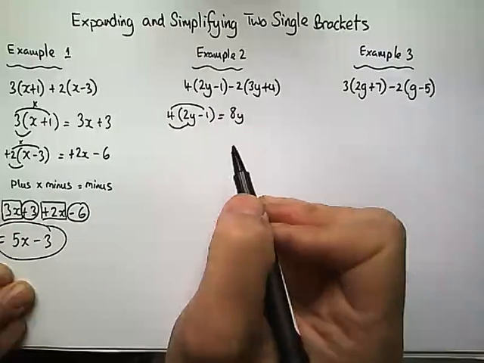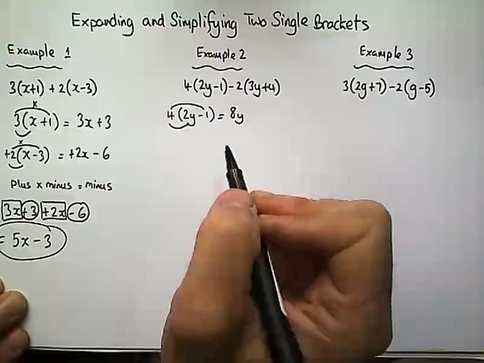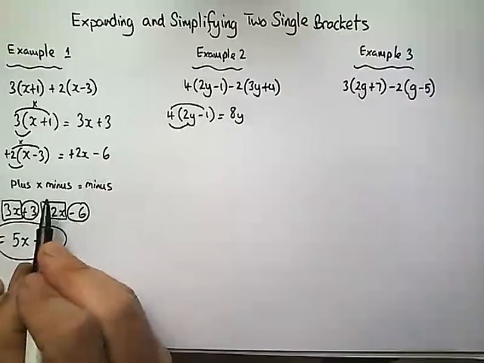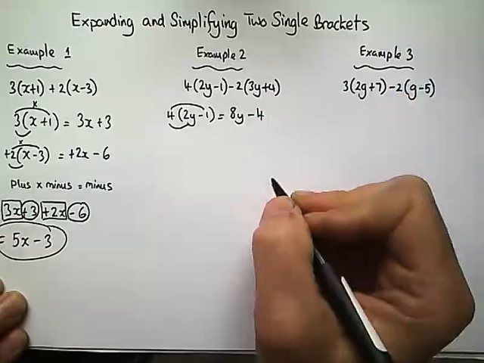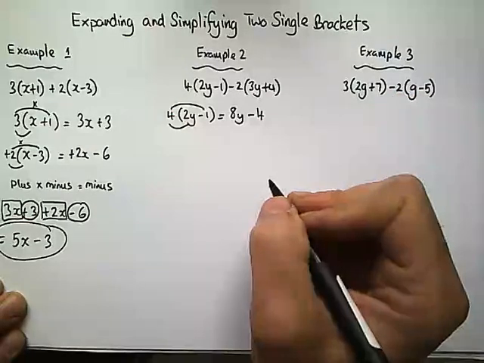A positive times a negative. A plus times a minus. We had the rule earlier. That's going to be a minus 4. So 8y minus 4. Let's do the second bracket.